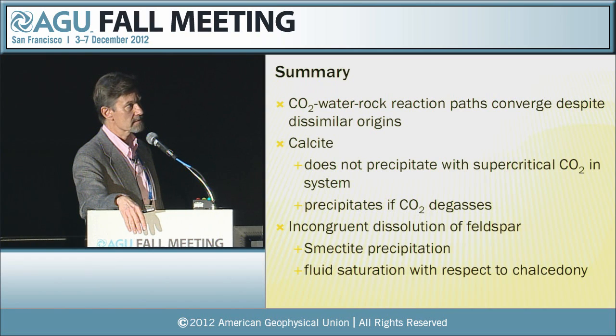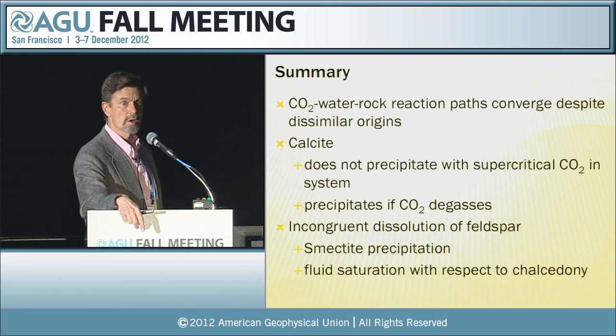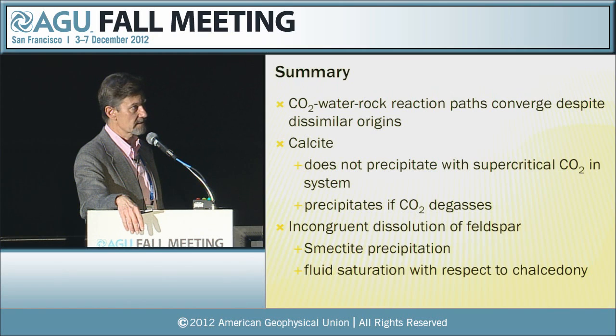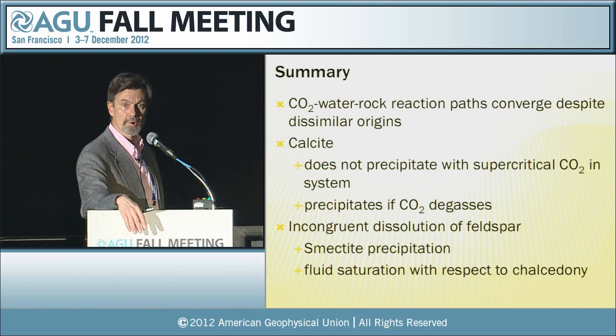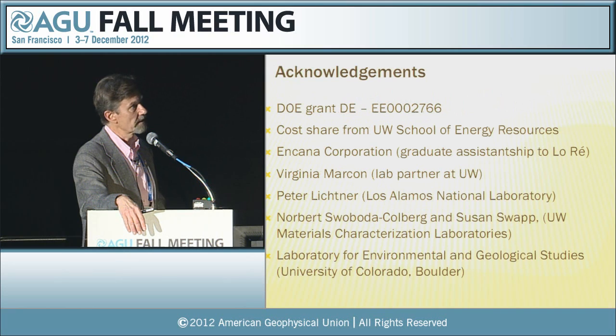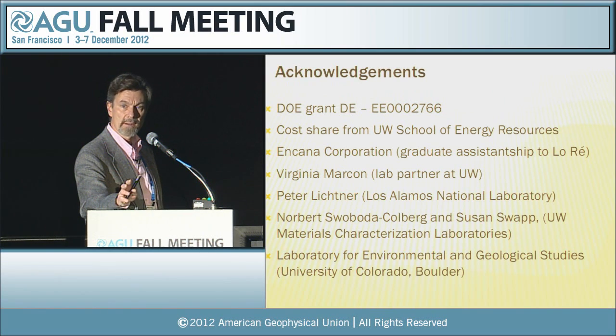Feldspars dissolve incongruently, and that's well known, but in the case of the water-rock EGS system, it's making illites and micas. In the case of adding CO2 to it, it's making smectites in addition. And then you've got to worry about introducing silica saturation due to the incongruent dissolution of feldspar, and that silica is controlled by chalcedony.